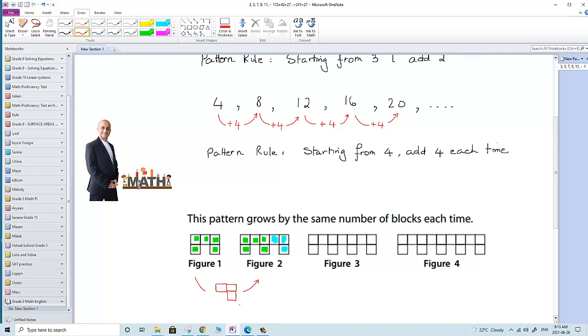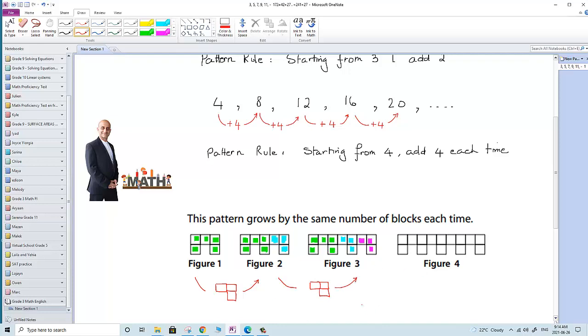Perfect. Now, let's see if I can repeat figure 2 in figure 3. I have 5 green, 1, 2, 3, 4, 5 green. I have the extra blue, which is 3. But I notice something, that there are 3 extra. These 3 are extra. Again, that means I am repeating figure 2 in the same way, green and blue, and after that I have to add these 3 again to get figure 3.